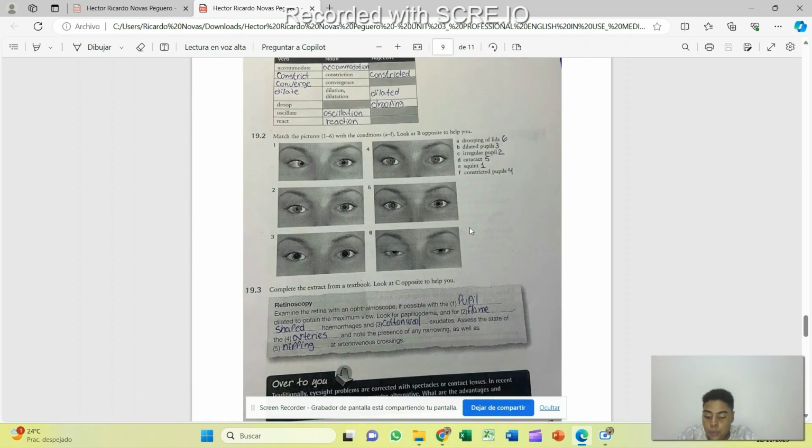19.2 Match the pictures with the conditions. A. Dropping of eyelids, 6. B. Dilated pupils, 3. C. Irregular pupil, 2. D. Cataracts, 5. E. Squint, 1. F. Constricted pupils, 4.